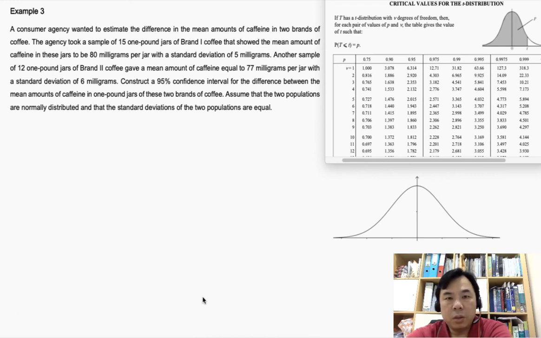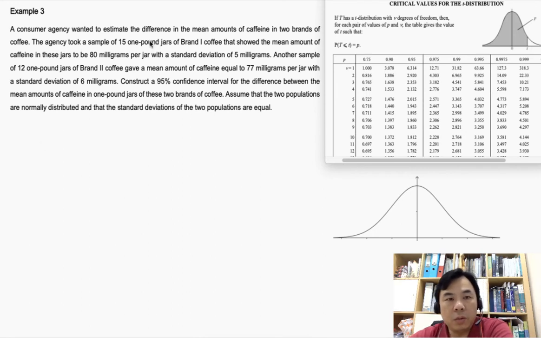Now we need to construct the 95% confidence interval for the difference between the mean amount of caffeine in 1-pound jars of these two brands of coffee. So in this case, we can make assumptions that both populations are normally distributed, and that the standard deviations for these two populations are equal, but unknown. Right.